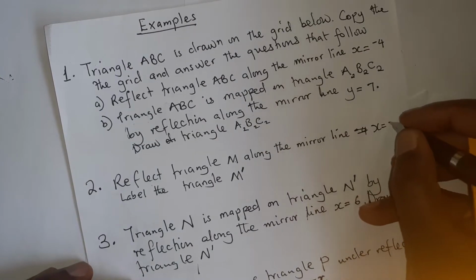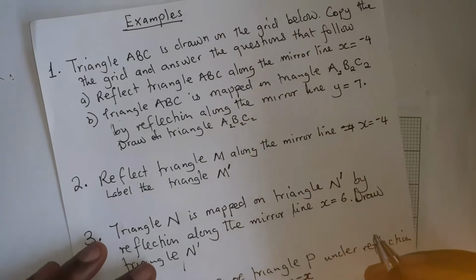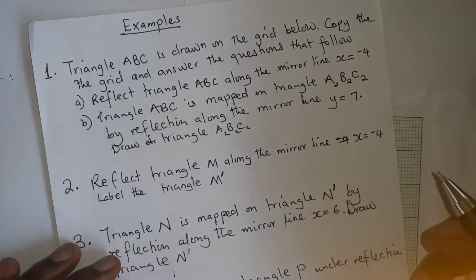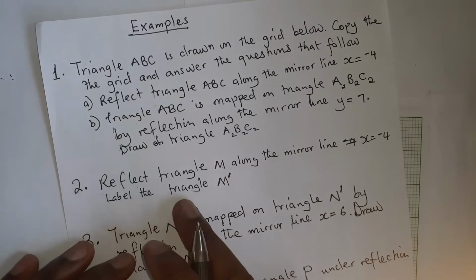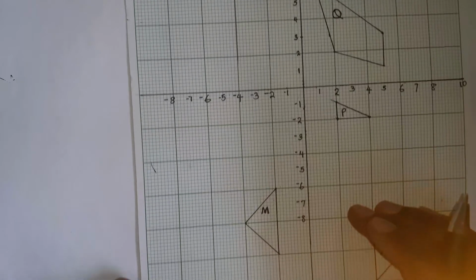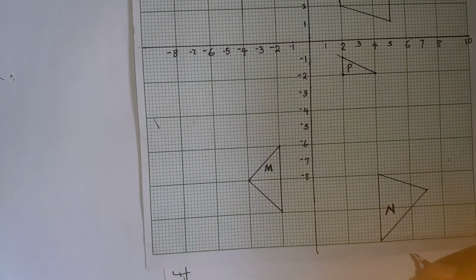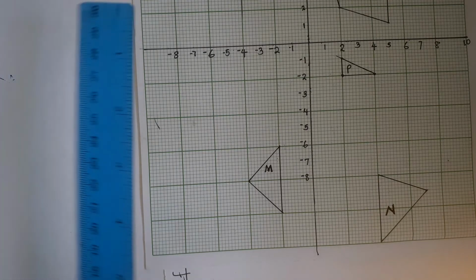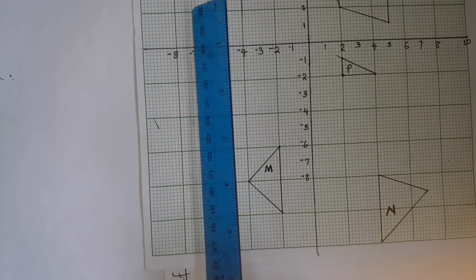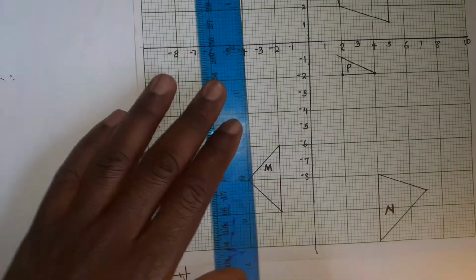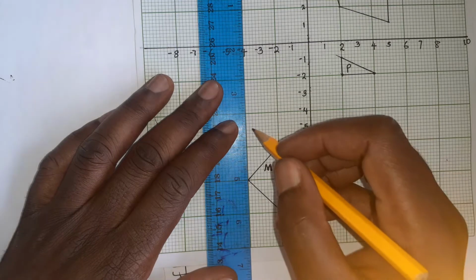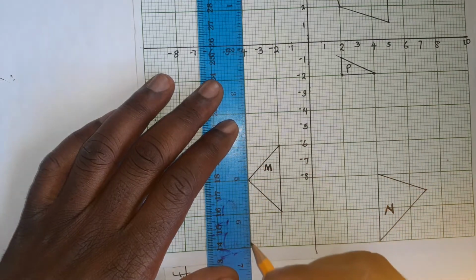along the mirror line X is equals to -4. Okay, that's how it's supposed to read there. Along the mirror line, X is equals to -4. Label the triangle M prime. So M is here. And our mirror line, just like I indicated, it's given in the question as, so again we draw a straight line over our mirror line here, so that we are guided.